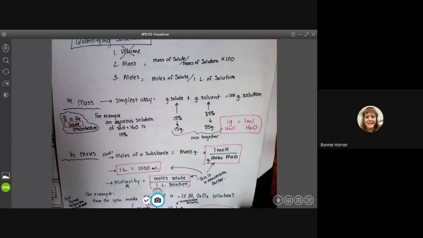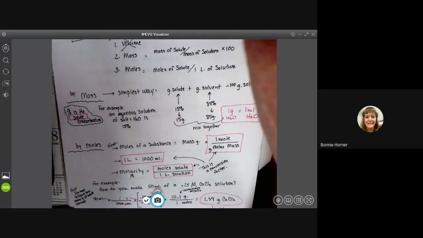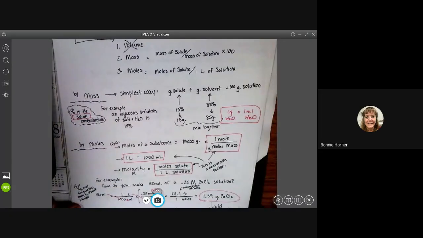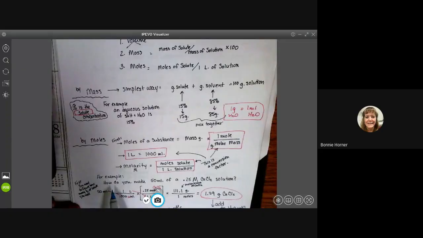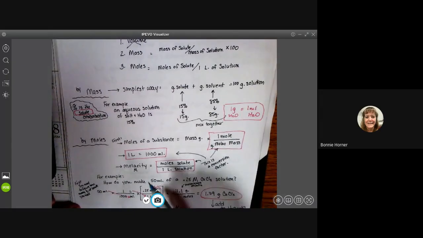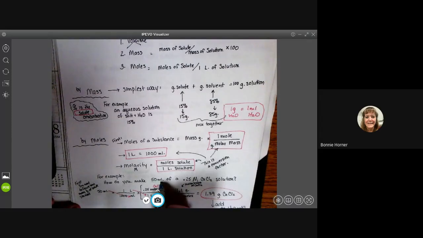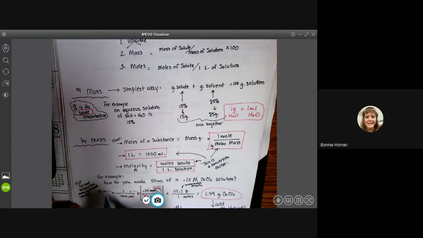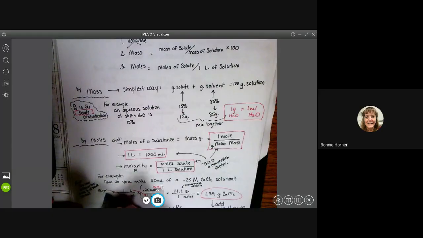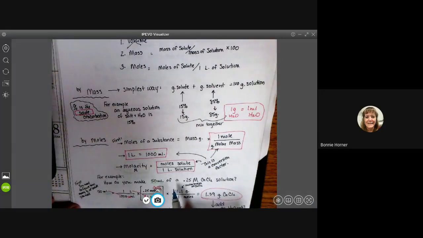Okay, so now let's get diving right in and take a look at one of the problems that we have. So the question is, how do you make 50 milliliters of a 0.25 molar calcium chloride solution? Okay, so you want to make 50 milliliters. That's your given. So you're going to start with 50 milliliters of the solution, and you want to find out how many grams of that calcium chloride you need to put into this solution.